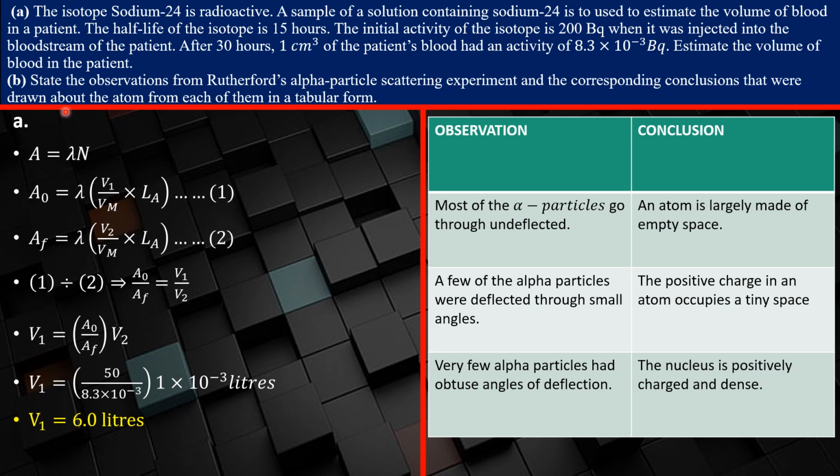So the next part of the question says, state the observations from Rutherford's alpha particle scattering experiment and the corresponding conclusions that were drawn about the atom from each of them in a tabular form. So this is it right here, guys. Observation: most of the alpha particles go through undeflected. Conclusion: an atom is largely made of empty space. Observation: a few of the alpha particles were deflected through small angles. Conclusion: the positive charge in an atom occupies a tiny space. Again, that's really just it. You see these things in physics and also in chemistry, so there's really no point going through every one of them, but it's there for you guys to read.